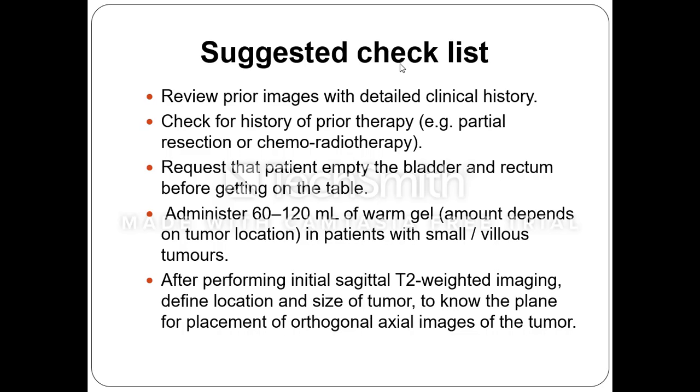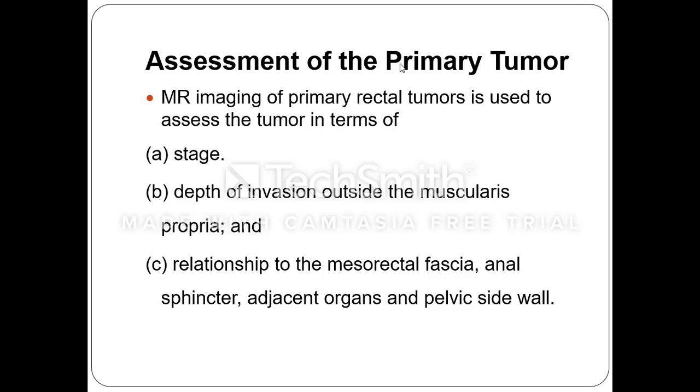After obtaining the initial sagittal T2 weighted images, define the location and size of the tumor and plan the axial images orthogonal to the tumor. Assessment of primary rectal tumors is done in terms of its stage, depth of invasion outside the muscularis propria, and its relationship to the adjacent anatomic structures like the mesorectal fascia, the anal sphincter complex, adjacent pelvic organs, and pelvic side wall.